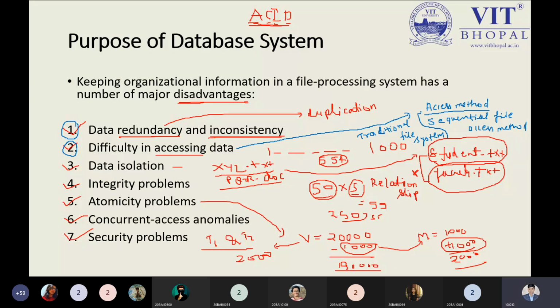Okay, now this part is clear. The difficulty in accessing data, is it clear to all? Yes, sir. Okay. And now the next point we have over here, data isolation. The answer is hidden in this point, data isolation. Can anyone tell me right now?